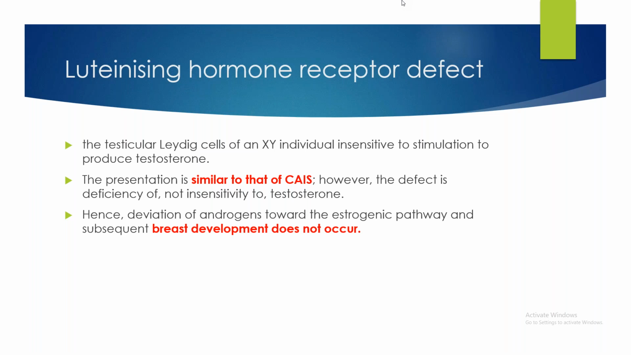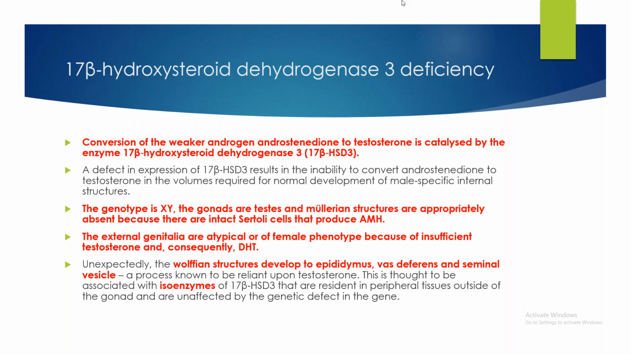So the differentiation between complete androgen insensitivity syndrome and LH receptor defect is that there will be no breast development here, while in CAIS there will be breast development. Now we are talking right now about the 46XY karyotype, so sex disorders with 46XY karyotype.